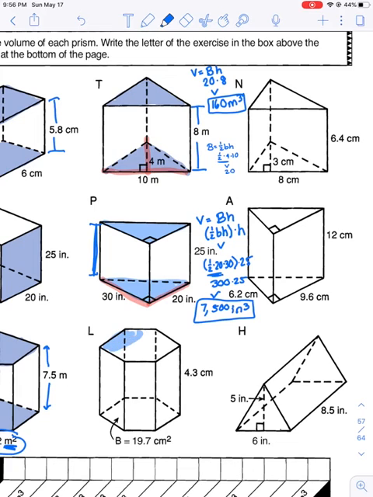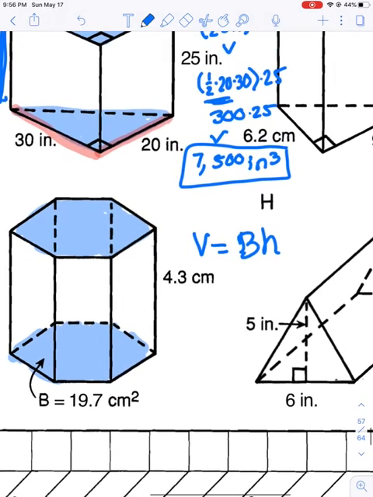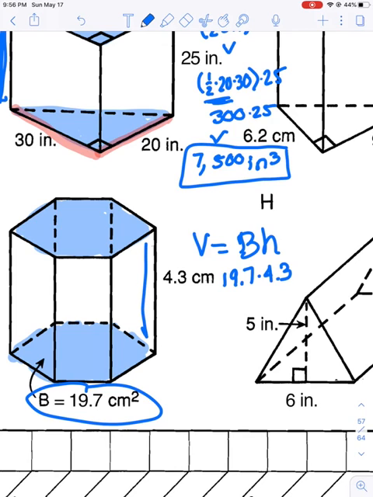All right, hopefully you've paused the video and you're ready. So for L, we have to use this hexagon as the base because those are the two sides that are across from another side that is exactly equal to it. So volume equals the area of the base times the height. And what's nice is they tell us the area of the base. Less work for us. 19.7 times 4.3. 4.3 is how tall it is between the two bases. You can type that into your calculator and get 84.71 centimeters cubed.